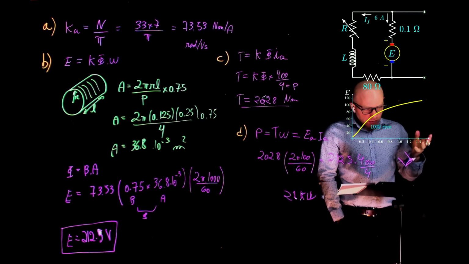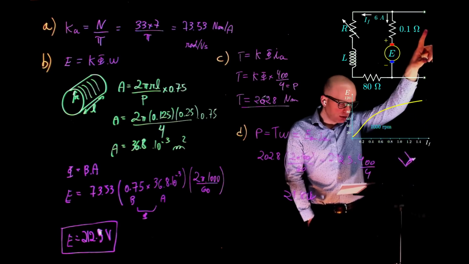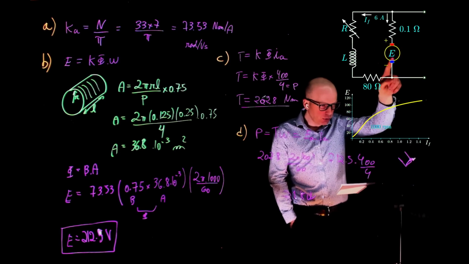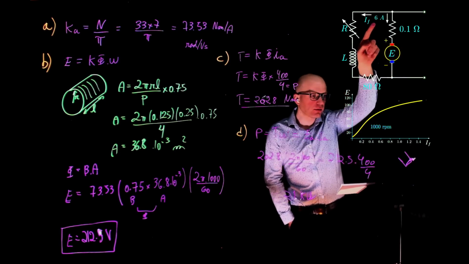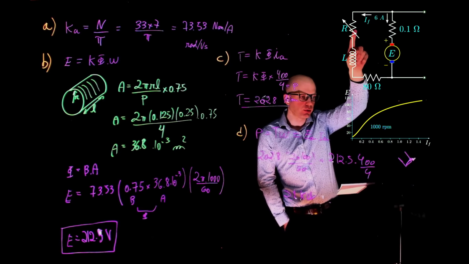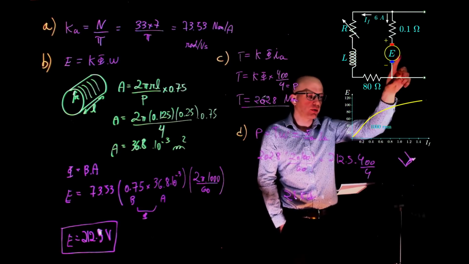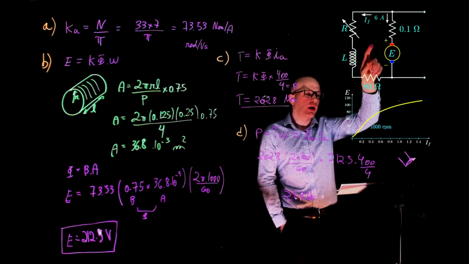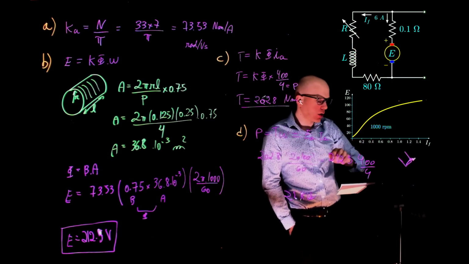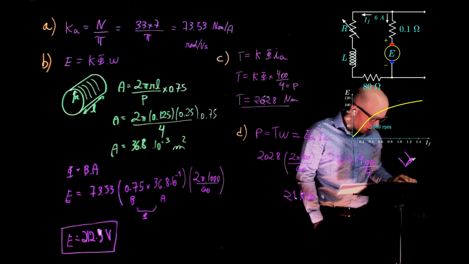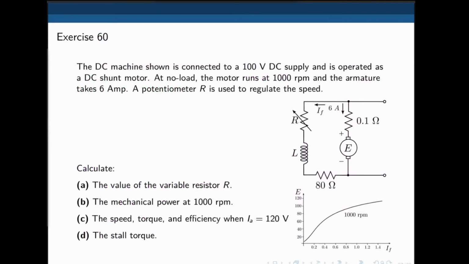So we have this arrangement, 100 volts DC supply here. We have 6 amps coming through the motor, and this is the field voltage going through the armature winding, and here is the relation between what we measure here and this current at this constant speed. And then we have some things to calculate there. So let me erase the light board, and then we'll get started with that.